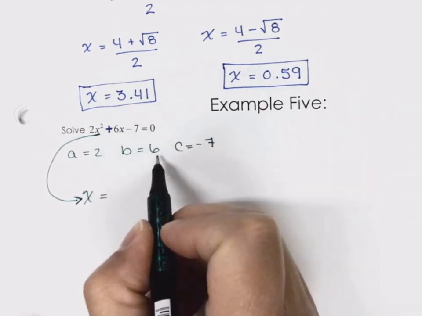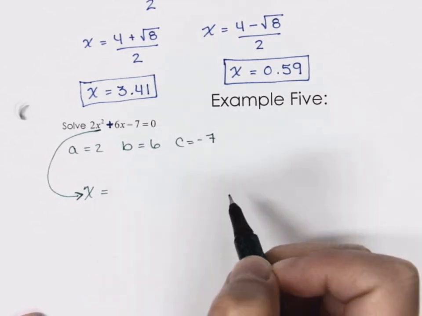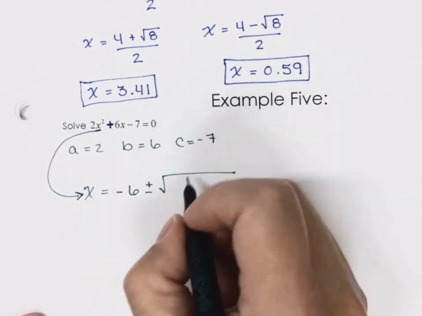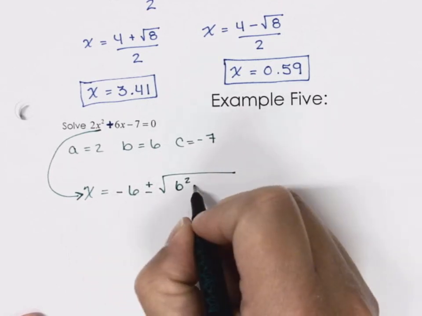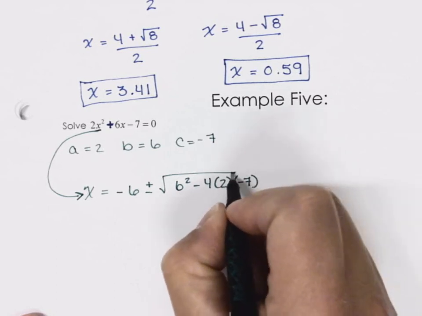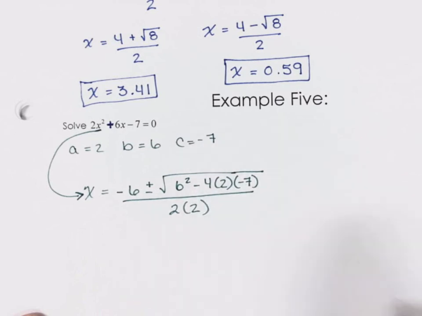So it's a positive 6 this time. So what's it going to be in the formula? -6. So plus minus 6 squared minus 4 times A times C over 2 times 2.